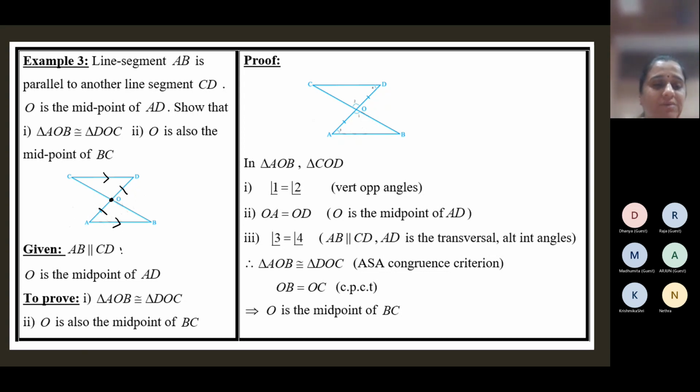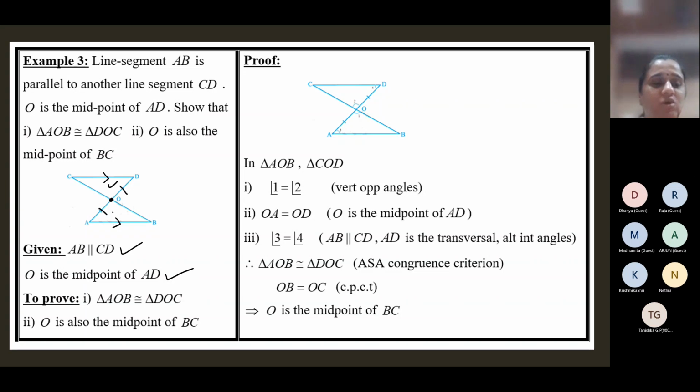That's all. So AB is parallel to CD is given. O is the midpoint of AD is also given. That means OA is equal to OD. We have to prove that these two triangles are congruent to each other. And also, once you prove that the triangles are congruent, you should also show that O is the midpoint of BC. That means you must prove that OB is equal to OC.